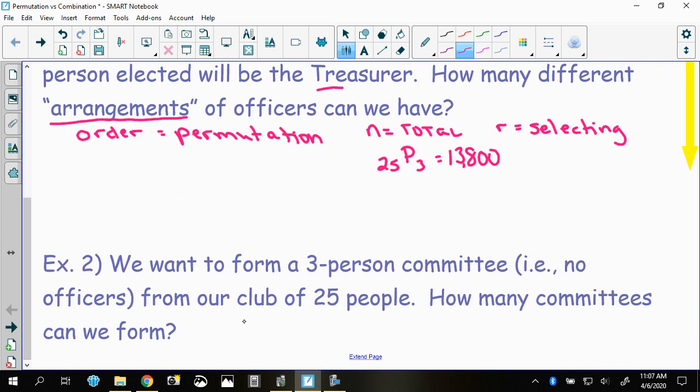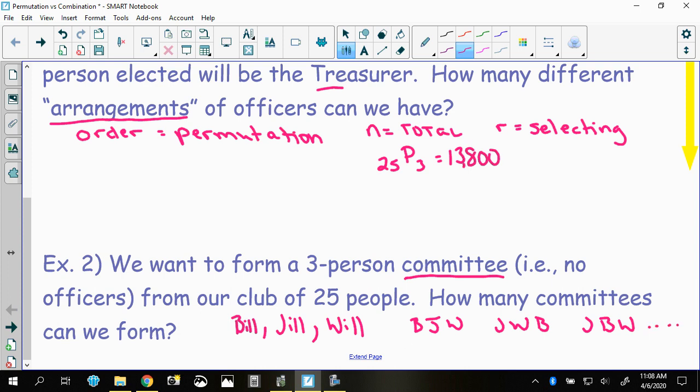Now, second part of this would be the committee. Okay, a committee has no order. There's no officers, everybody has the same level, so it's just 3 people. So if we choose Bill, Jill, and Will, it doesn't matter what order we choose them in. We could choose Bill, Jill, and Will, or Jill, Will, and Bill, or Jill, Bill, and Will. It doesn't matter, okay? It's the same 3 people in all the groups, no matter what order we pick them in.